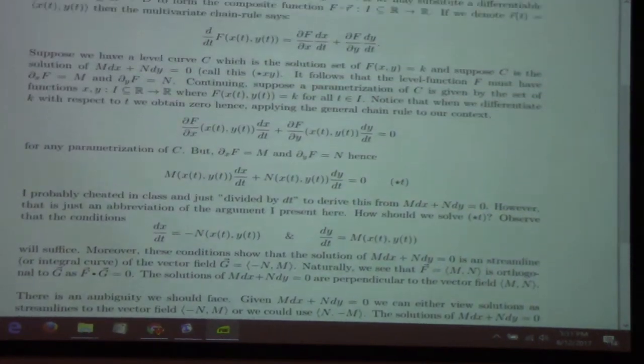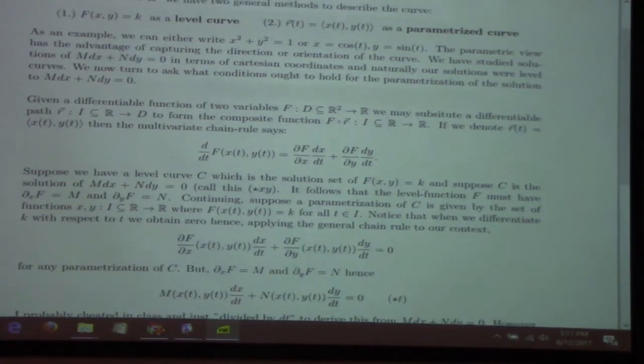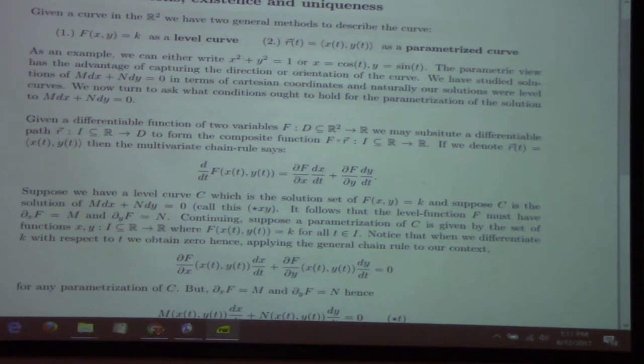Now, this derivation at the start here, I'll probably go over again tomorrow when I talk about orthogonal trajectories, but there's a nice connection between, well, I'll talk about it tomorrow, so let me leave it for tomorrow.